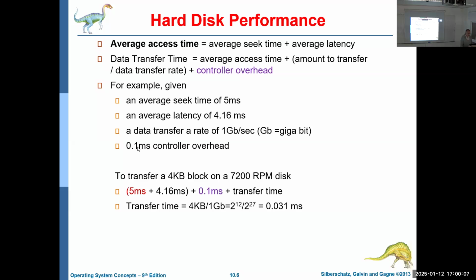So the controller overhead is 0.1 milliseconds. Now to transfer a 4 kilobyte block on a 7,200 RPM disk, the RPM is irrelevant information. We already know the seek time and the data transfer rate, so I don't care how fast it spins. I don't know the relationship between how fast it spins and the rate.